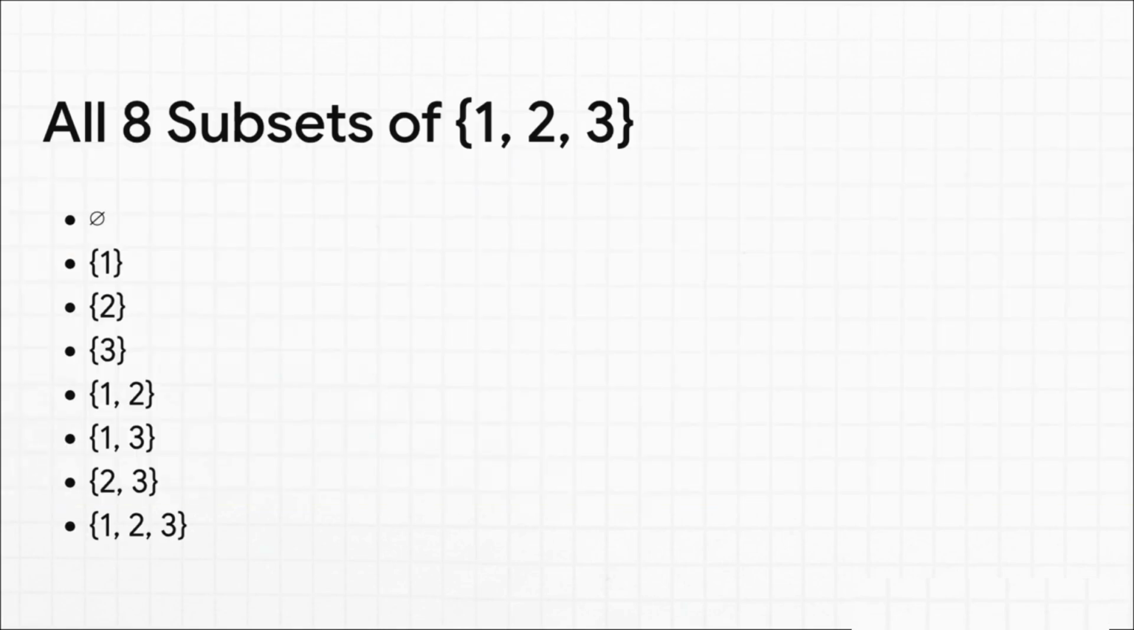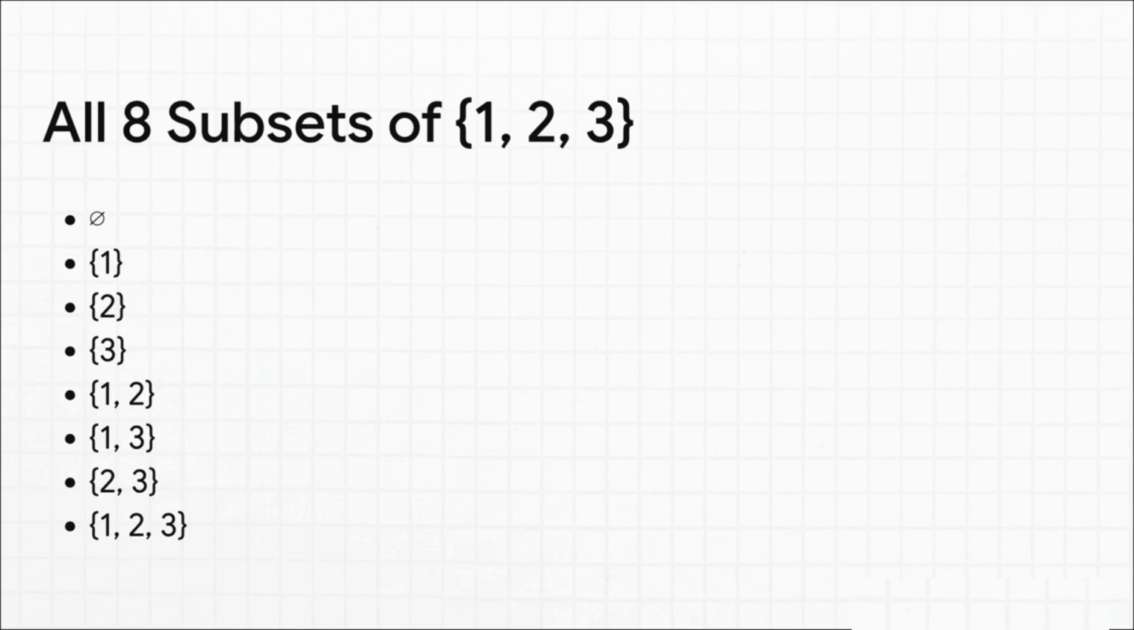And just to prove it wasn't some kind of magic trick, here they all are. Let's list them. First, you've got the empty set. Don't forget that guy. Then you have the subsets with just one element each. {1}, {2}, and {3}. Then you have all the pairs. {1, 2}, {1, 3}, {2, 3}. And finally, you have the original set itself, which is always a subset of itself. And if you count them up, that's exactly 8.